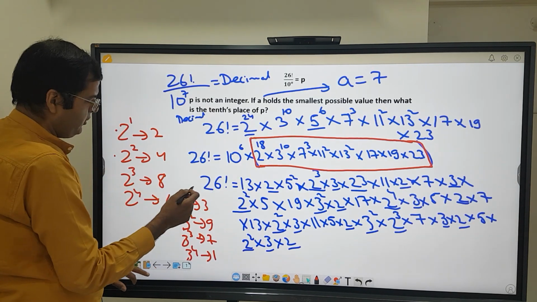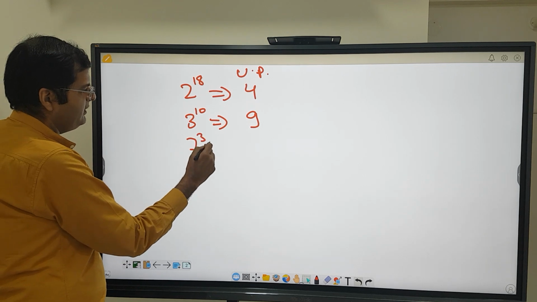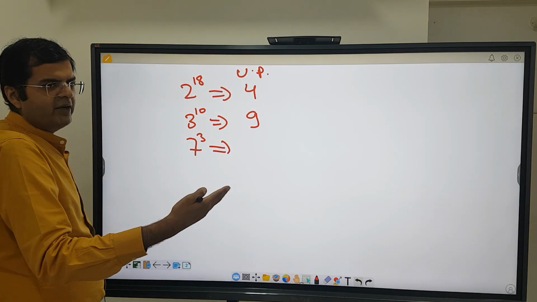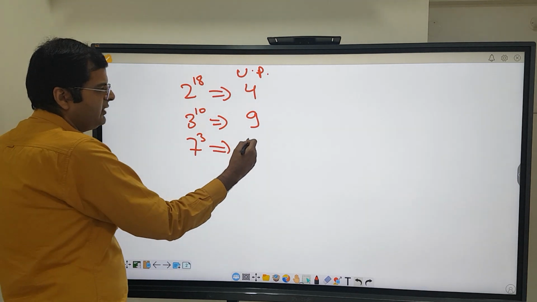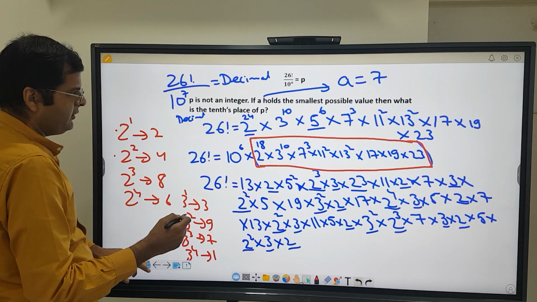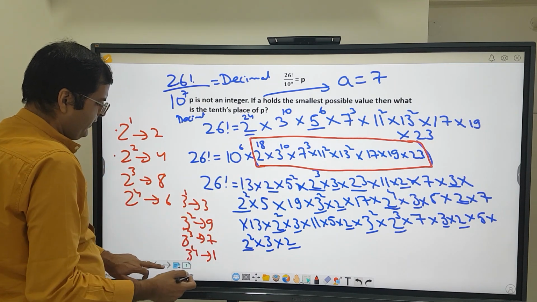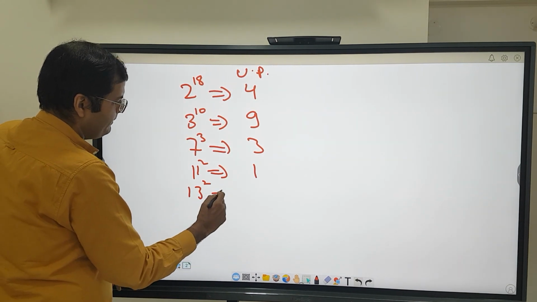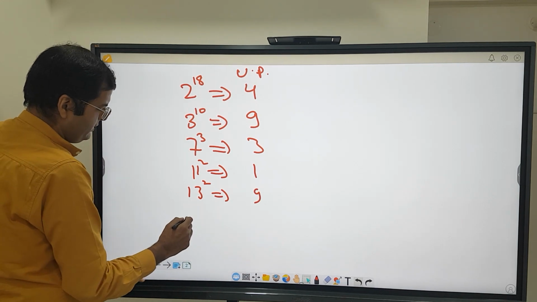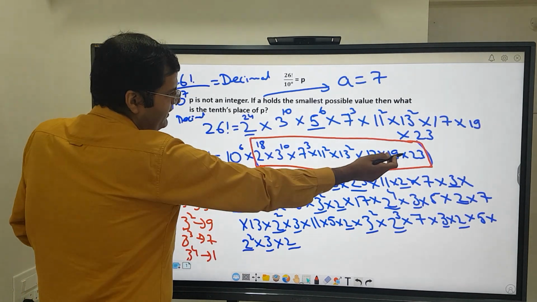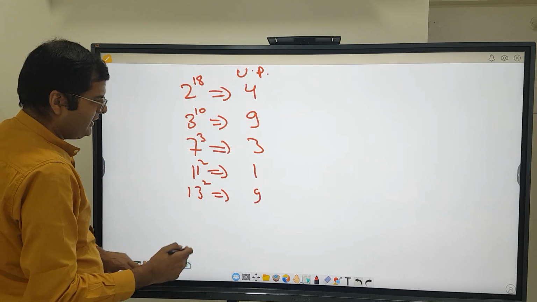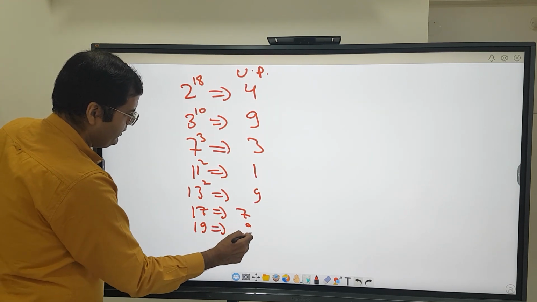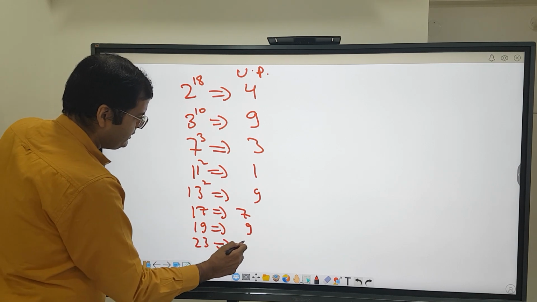After that it is 7 cube. 7 cube is straightforward. 7 into 7 is 49, and 49 into 7, if you do 9 into 7 is 63. So 3 is the units place here of 7 cube. Then 11 square will have 1, always at the units place. 13 square will have 9, which is 3 square. Then after that it is simply 17, 19 and 23. So 17 will have 7, 19 units place is 9, and 23 units place is 3.